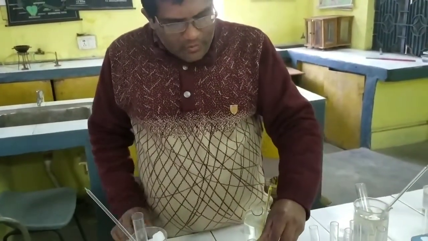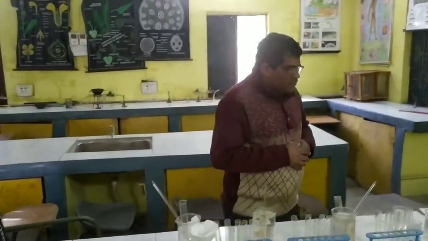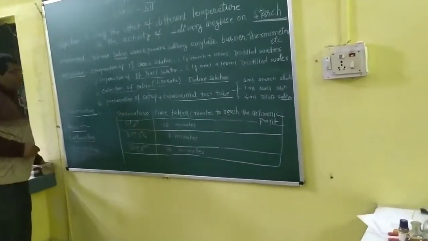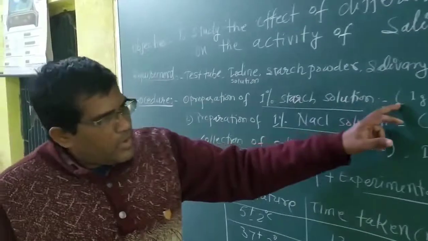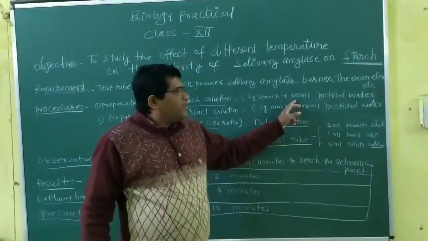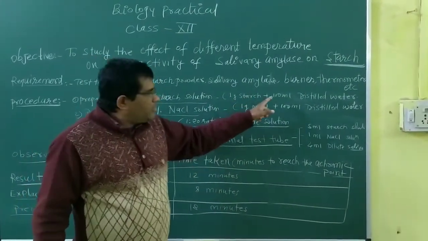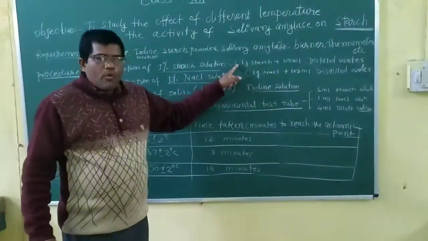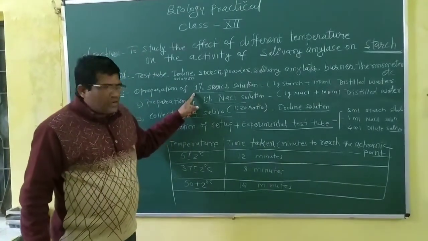So in our experiment, what do we need to understand now? Try to understand, children, how to make the observation table. In the procedure, as we have mentioned, preparation of 1% starch: how to prepare? 1 gram of starch, first dissolve in 10 ml and then in 90 ml. So total 1 gram of starch we have dissolved in 100 ml of distilled water, kept overnight and then filtered, and this is the 1% starch solution.